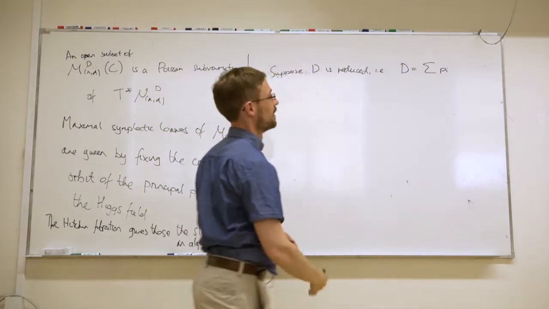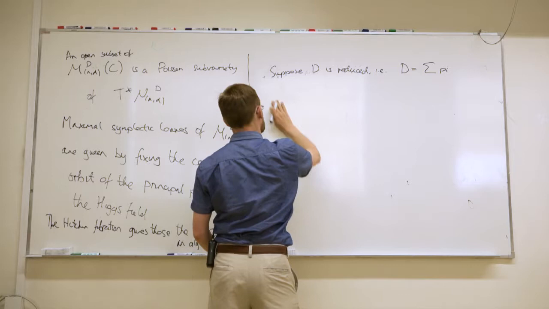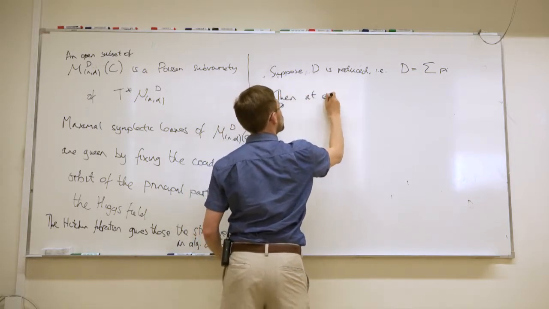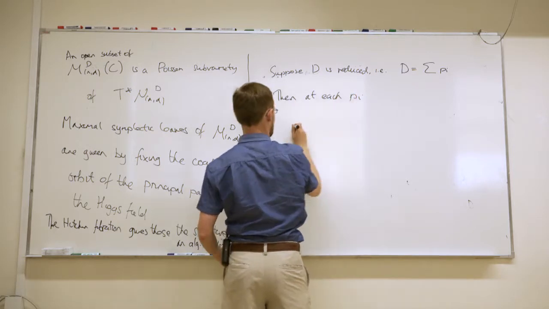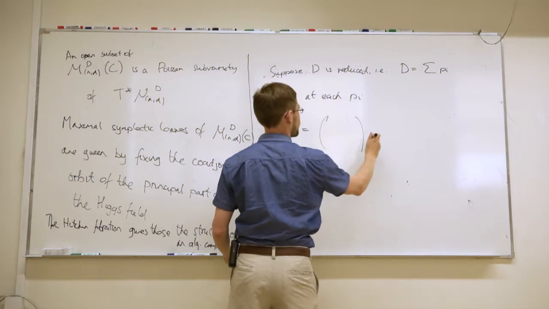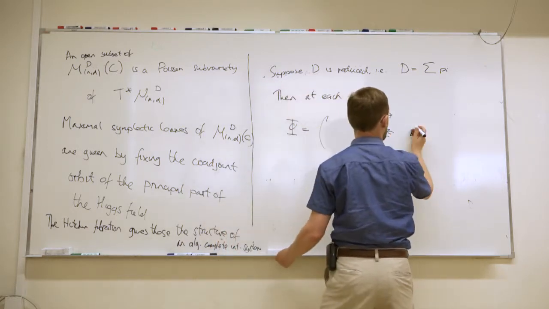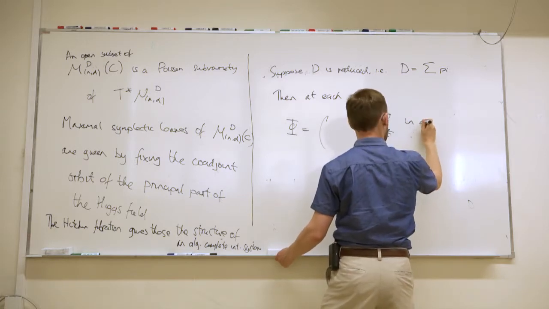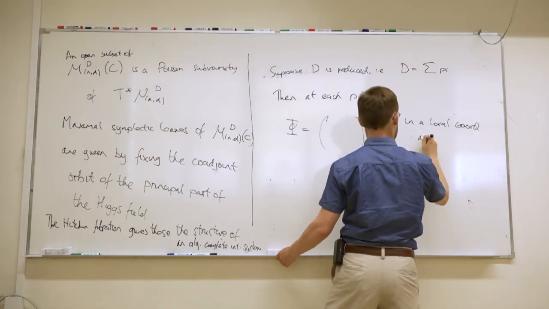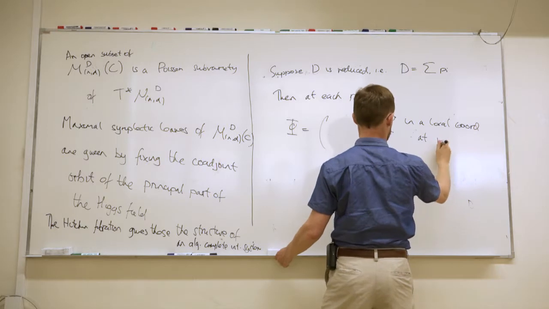It's an effective divisor, so just positive coefficients. Then at each point p_i, we have a Higgs field, which is going to look like some matrix times dz divided by z in a local coordinate.